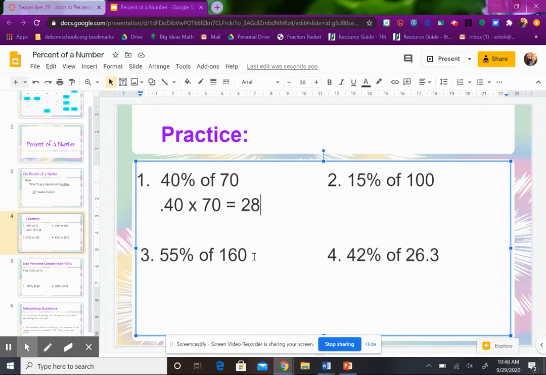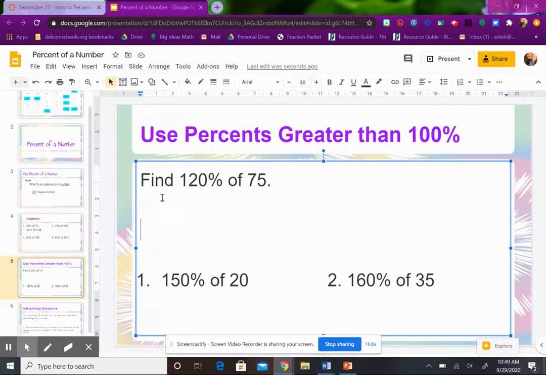The same rule is going to apply for the next 3. You'll change the percent to a decimal and multiply by the number. I want to quickly talk about number 5 or slide 5. Same concept still applies. The only difference here is that you're working with numbers that are greater than 100%. So if the decimal is here, move it 2 over and you get 1.20 times 75. Answering that, you get 90.